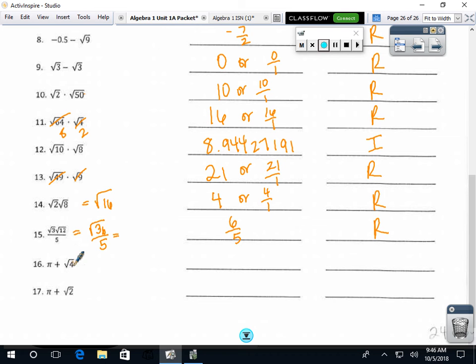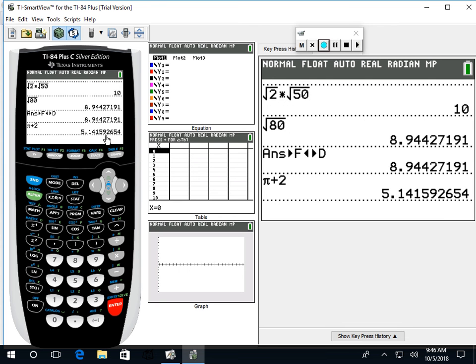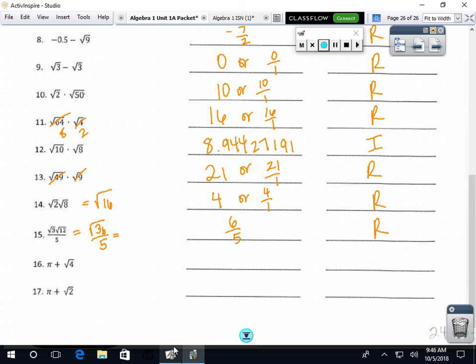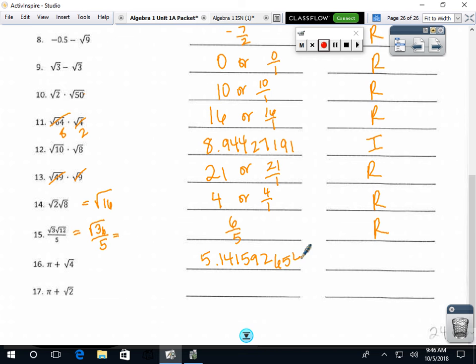And then pi plus the square root of 4, isn't that the same thing as pi plus 2? And that pi is always, always irrational. So 5.141592654. And so irrational, pi always is.